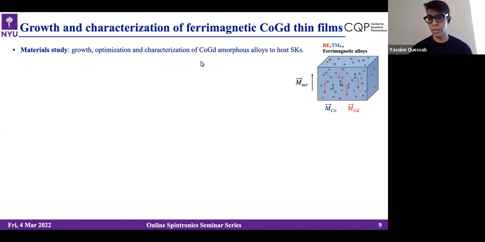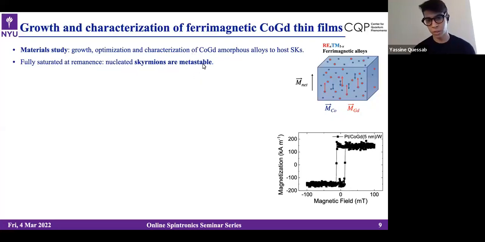And so cobalt gadolinium is a ferrimagnetic amorphous alloy composed of two antiferromagnetically coupled sublattices. The cobalt and gadolinium sublattices have a different gyromagnetic factor. And so that means that the magnetic and angular momentum compensation temperatures are different.